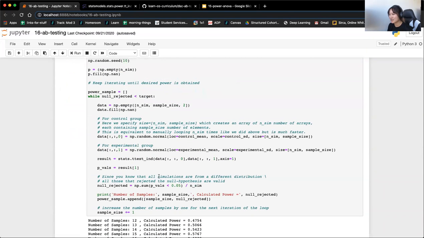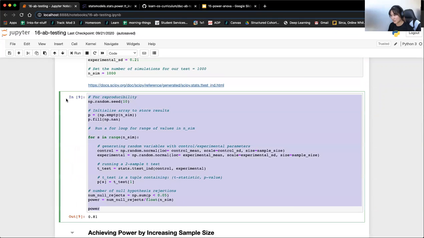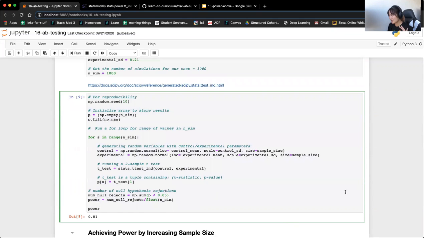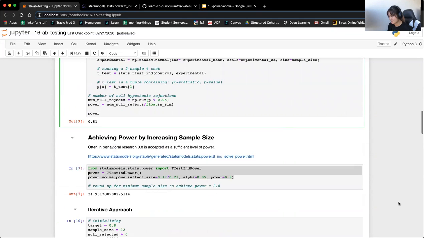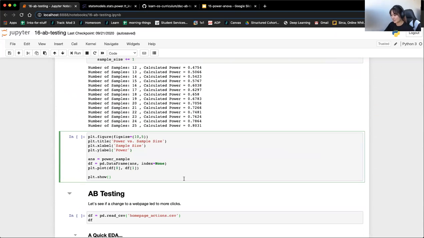Questions? I will say that this code is less important. If you really want to get into the code, this one is probably a little bit more relevant. But any questions on power of a test? I believe that is all that I have for power of a test. Oh, and I guess we can quickly plot this.